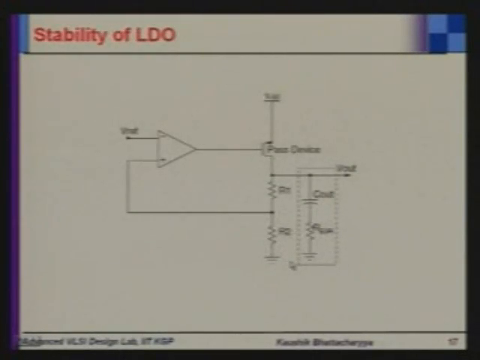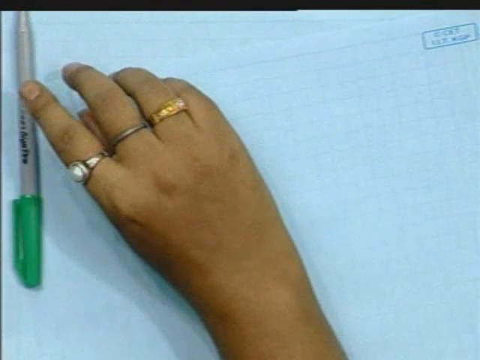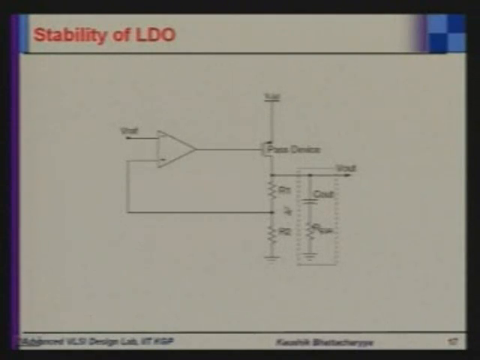Now, stability of LDO. This time, I am taking an off-chip LDO with an off-chip capacitor. That means the load capacitor is of nanofarad or microfarad range, and these capacitors are not ideal ones. So there is some amount of resistive component existing in series with the capacitor. If you model the load capacitor, this will come in series with the output capacitor. This resistance is called RESR.